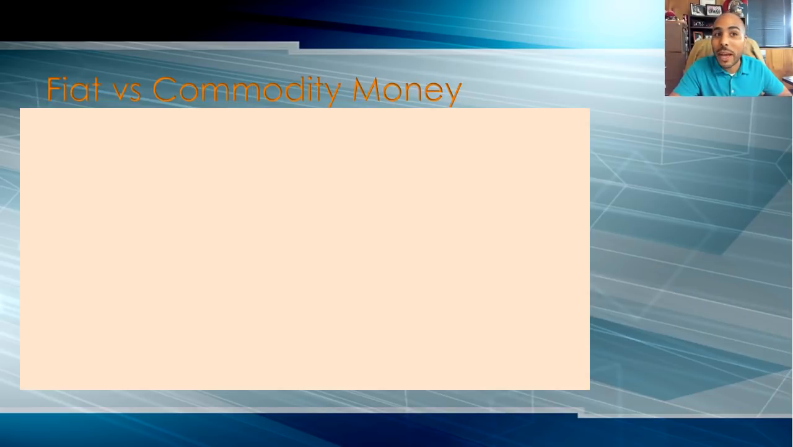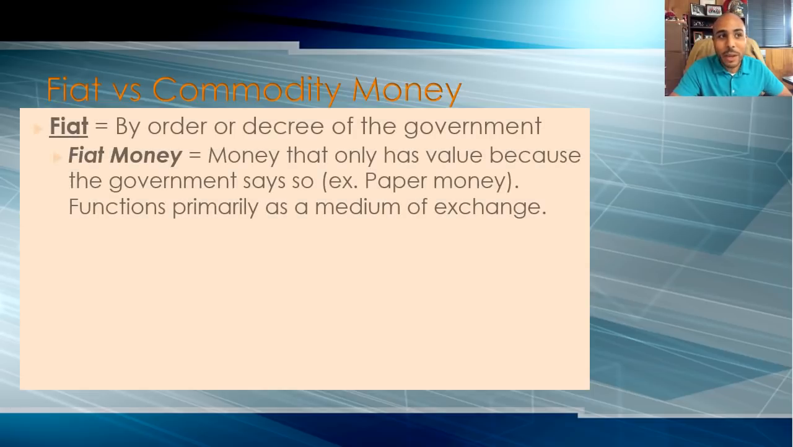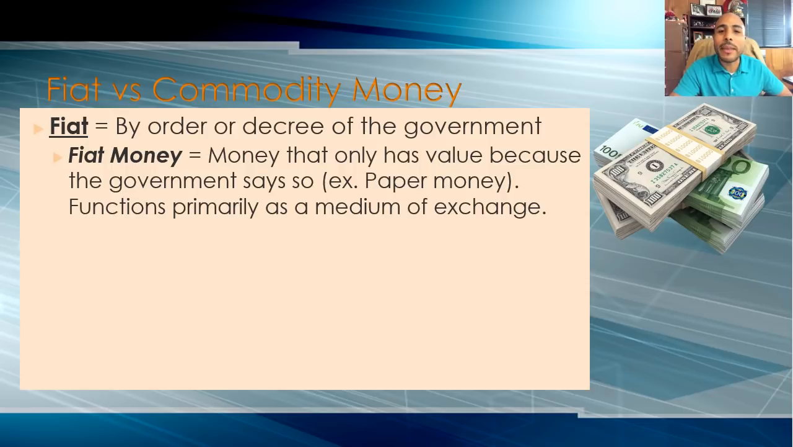First, we're going to talk about fiat money versus commodity money. Now, fiat money does not mean money that's for buying small Italian cars. It means money that only has value because the government says so. The term fiat means by order or decree of the government. So fiat money is money that functions mostly as a medium of exchange because the government says so. Paper money is a perfect example of fiat money. It's the kind of money that most countries use in the world today.